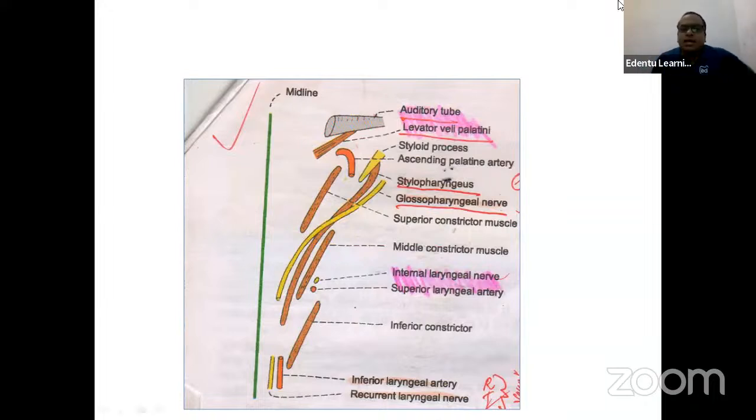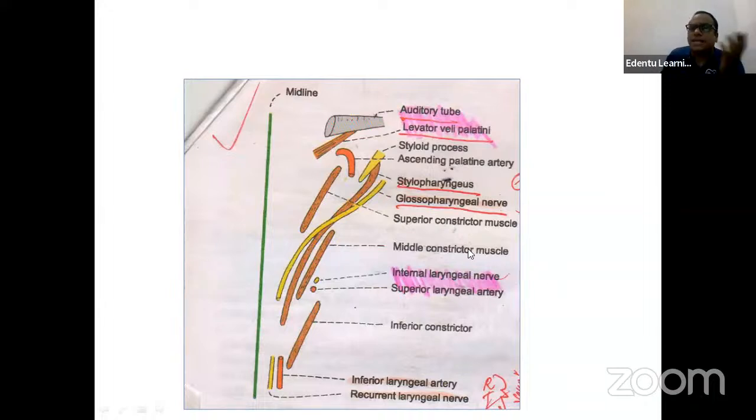Now, you see here, 3 muscles will be parallel to each other. These are the muscles at the back of your neck, somewhere here, at the back. This is your superior constrictor muscle. This is your middle constrictor muscle. And the lower one is your inferior constrictor muscle. So superior, middle, and inferior constrictor muscles are there. First you should know how to locate them.